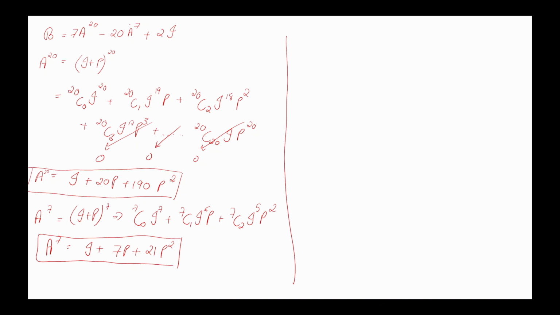Now let me simply substitute these values in the position of B and find out my answer. So this would become 7 times of 190 P square plus 20P plus I, minus 20 times of 21P square plus 7P plus I, plus 2I. Now let me just try to solve all this and see what I'm getting. So what would be my coefficient of P square in this entire equation? From here I would have 910 P square, and 20 into 21 is basically 420. So 910 minus 420, what is it going to give us?